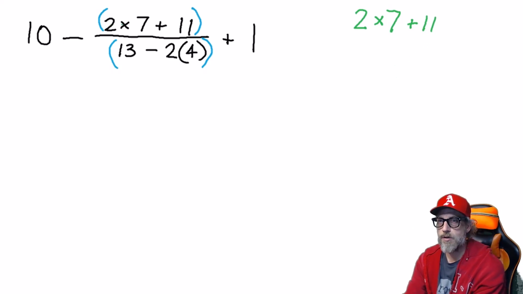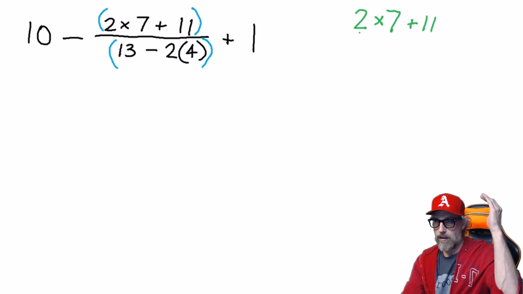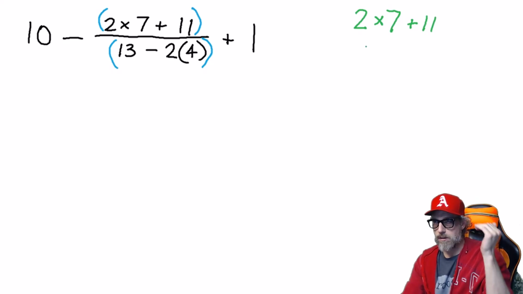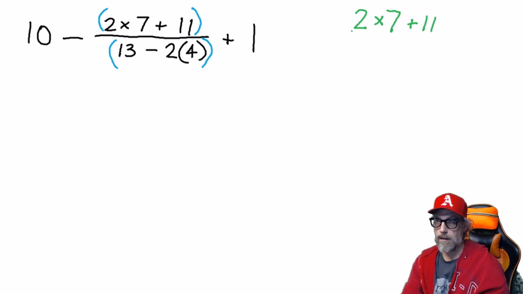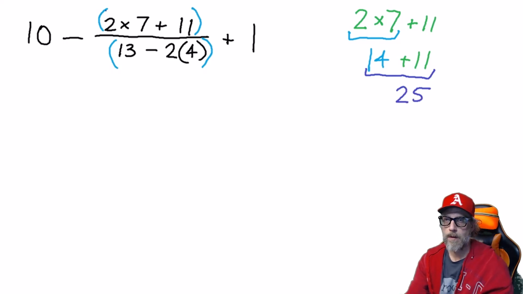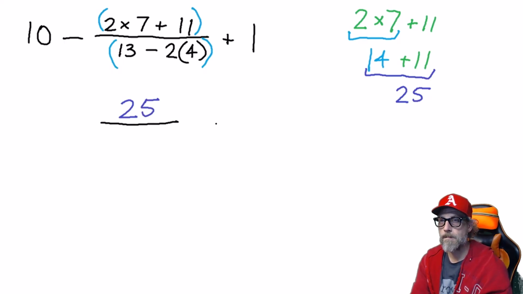So I've brought off the numerator, 2 times 7 plus 11, and there's that group, and I'm doing my order. So no exponents, multiply and divide. We have 2 times 7 is 14, and then we have a plus 11 to give us our numerator, 25. Okay, so up here in the numerator, I'm just going to bring down, for my next step, there's going to be a 25 up there.